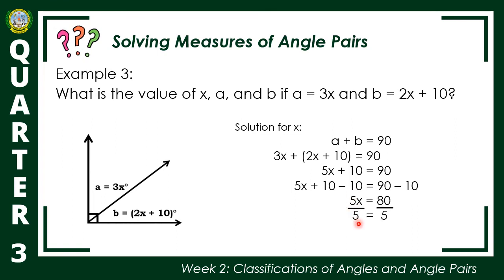5 divided by 5 is 1. So 1x will become x na lang po. And then 80 divided by 5 will give us 16. Okay? So, the value of x is 16. As you can see, wala ulit po tayong degree sign dito, kasi nga, value naman po ng x yung hinanap natin, hindi measurement.